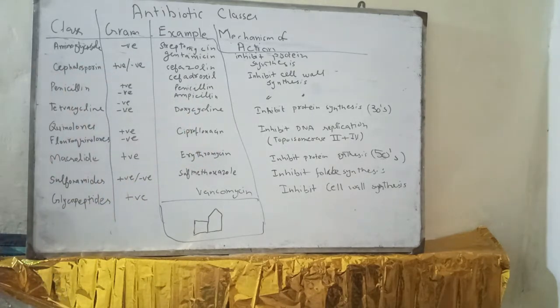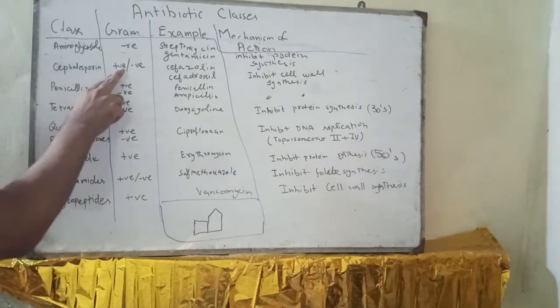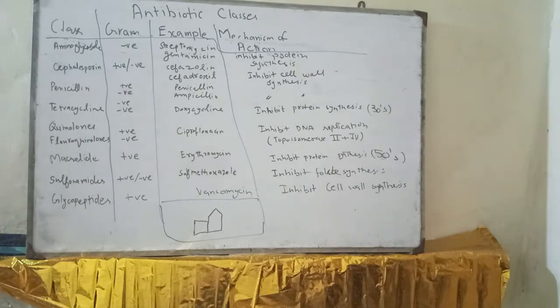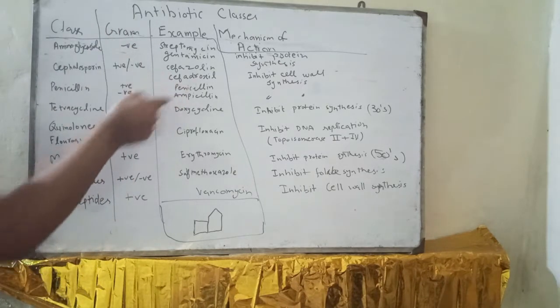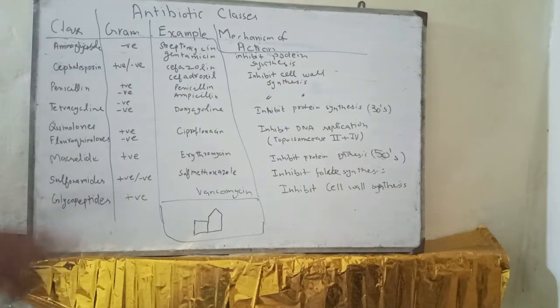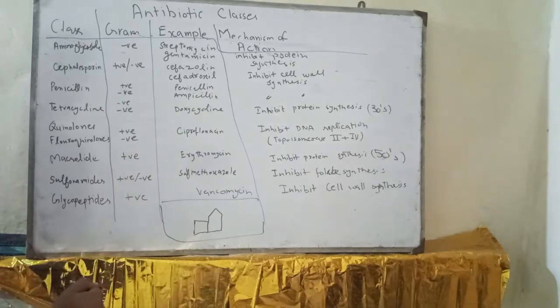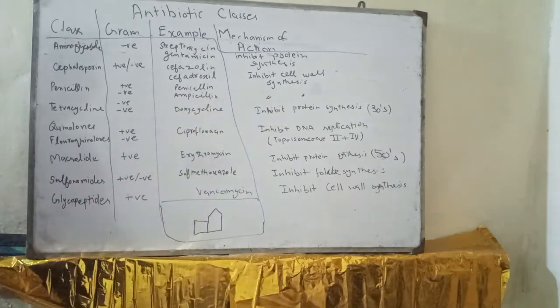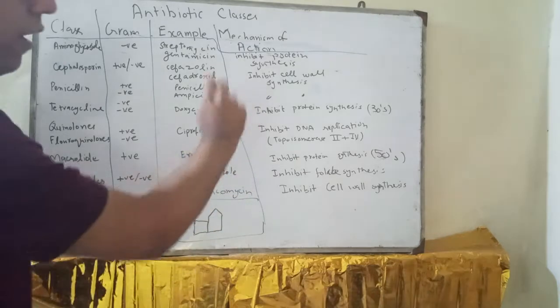The other drug in this class is cephalosporin. Cephalosporin is effective against both gram-negative and gram-positive. Its examples are cefazolin and cefadroxil. These two drugs, in the next lecture we will discuss about the cephalosporin generations as well. The mechanism of action is to inhibit the cell wall synthesis. As we know, human cells do not contain a cell wall.